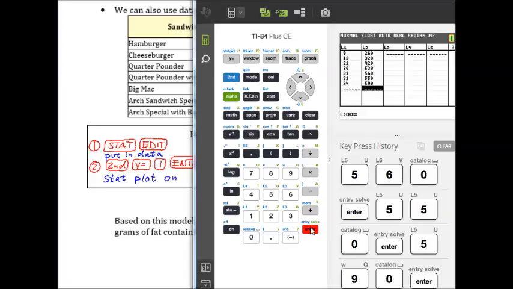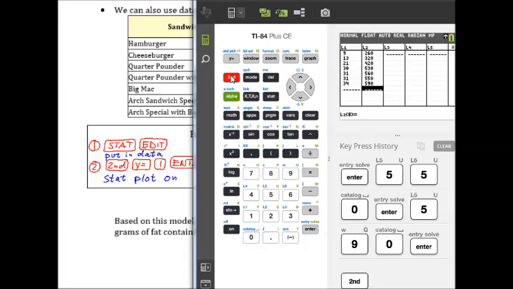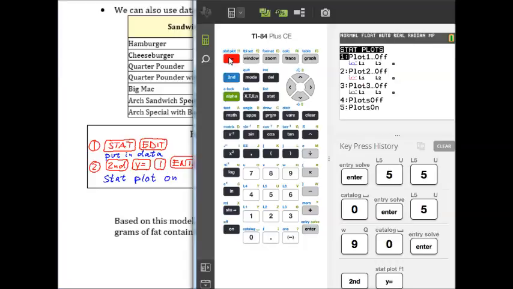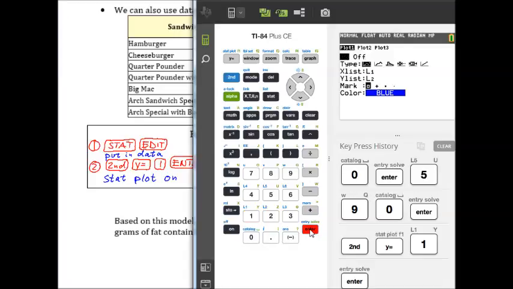So, in our next step, we're going to do second, Y equals, 1 and enter. And now you can see the On is blinking, so now the stat plot is on.